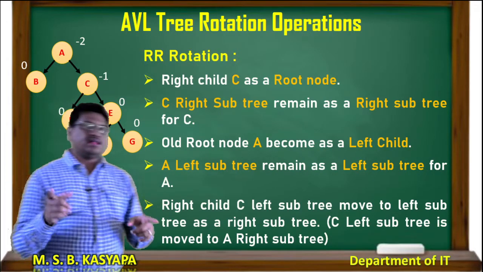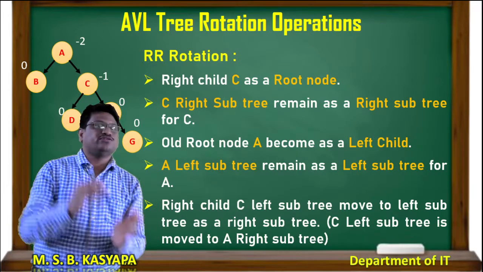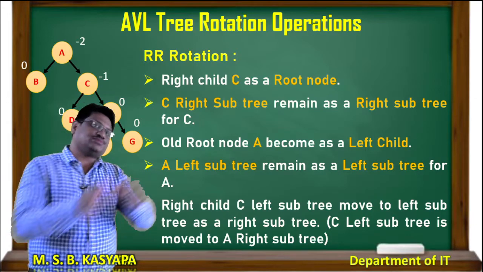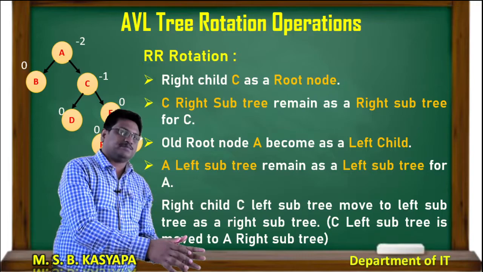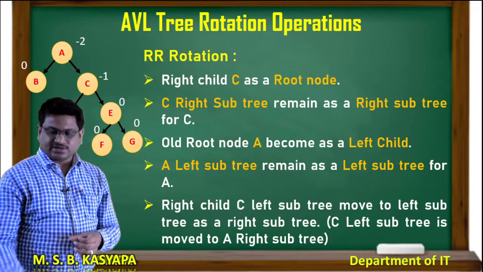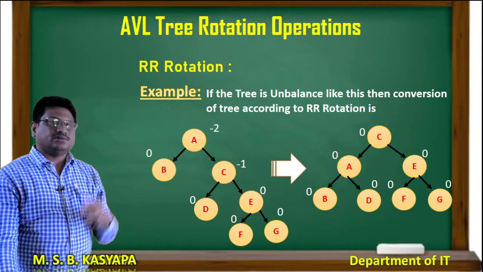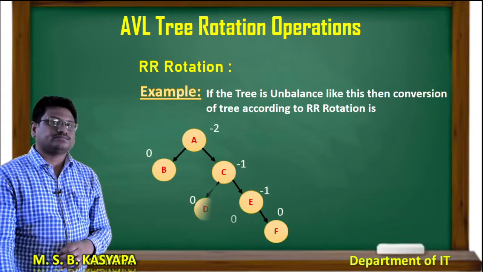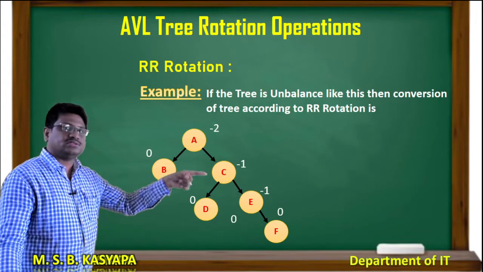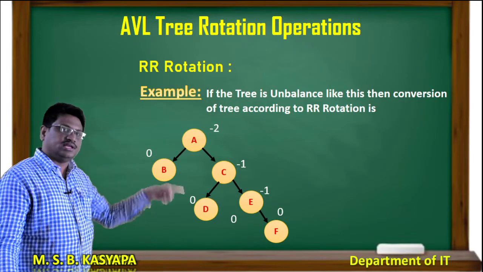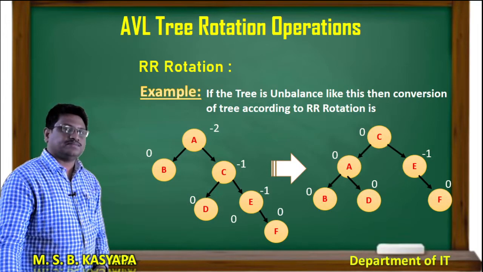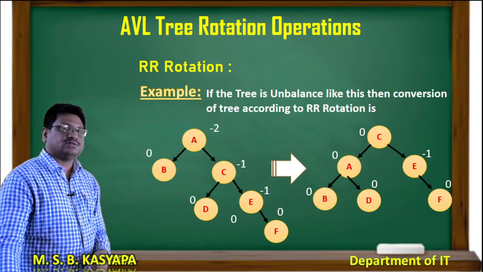See, in the LL, if it has any right childs, they move to the right child as a left subtree. In the RL, if it has any left childs, they move to the left side as a right side. Both are almost very similar. So if you know one rotation, you can do the other one. Okay, the same process happens. So if you see here, the same thing, C, A, B, D will become a right child for A, and E, F a right child for C. You see the same thing.